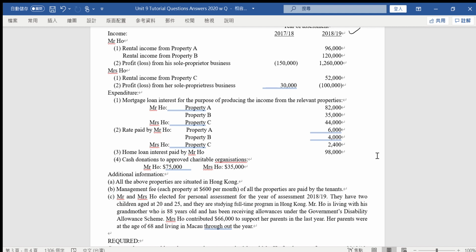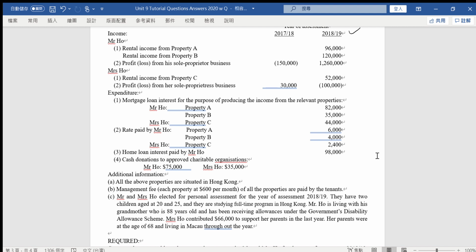They have two children, aged 20 and 25, in full-time programs in Hong Kong. That's why they can claim two-child allowance. Mr. Ho lives with his grandmother, who is aged 88 and receives allowance under the government disability allowance scheme, and that's why, be careful, you can claim one more allowance, that is a disabled dependent allowance, right? Okay, Mrs. Ho contributes 66,000 to support her parents in the last year.